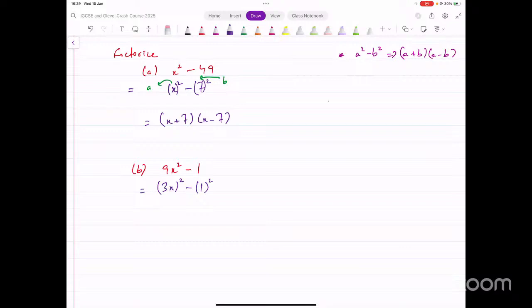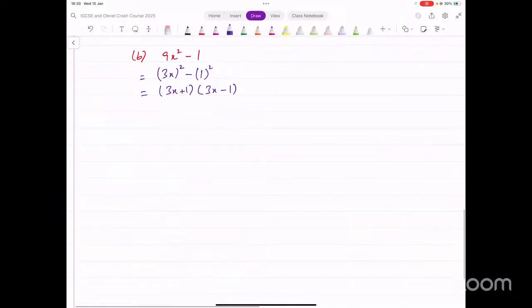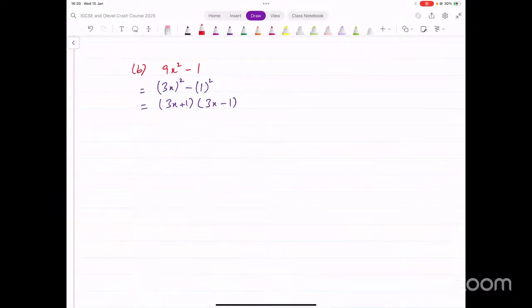And now we've got that form a squared minus b squared. What that means is we can write this as a plus b into a minus b. So that's 3x plus 1 multiplied by 3x minus 1. And that's the factorized form that we've got. All right. Let's think of another example. So this is how a squared minus b squared could be used like this.